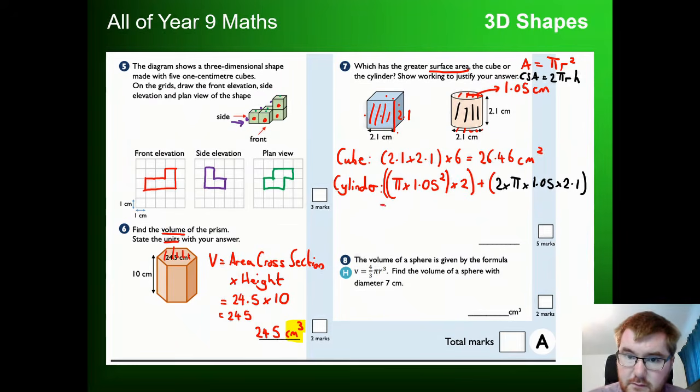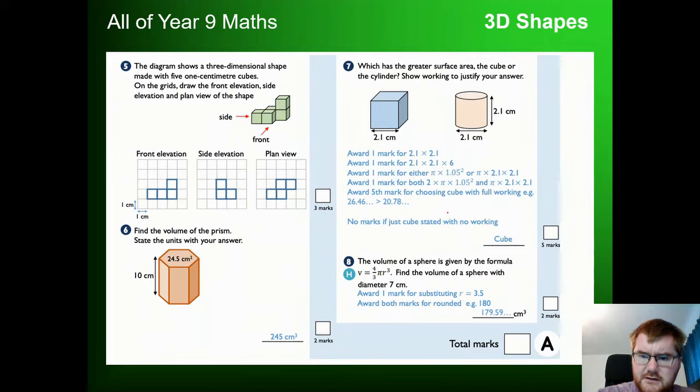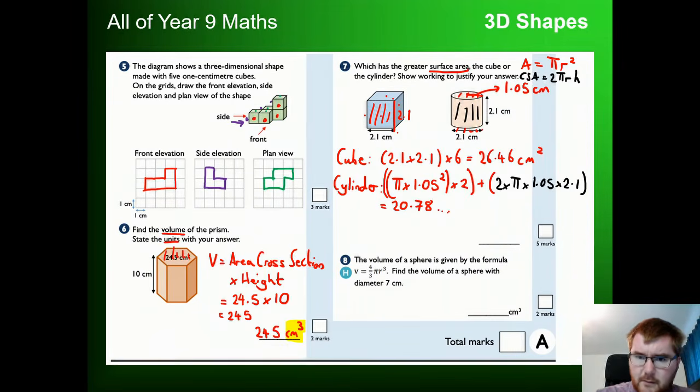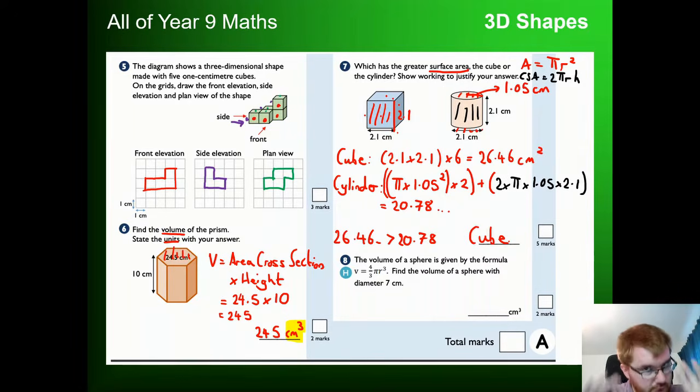So equals 20.78 dot dot dot. Check I'm getting the right answers. I am. There we are. Perfect. And notice that 26.46 is greater than 20.78. So therefore the cube has the greatest surface area. So notice I've been very efficient with showing my working here, even though it's a 5-mark question and you need to put lots of detail. Notice I'm picking up lots of method marks by writing it in one very simple calculation.